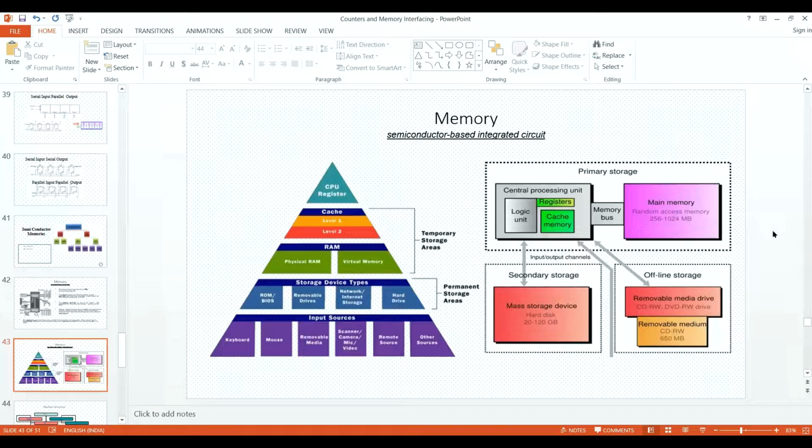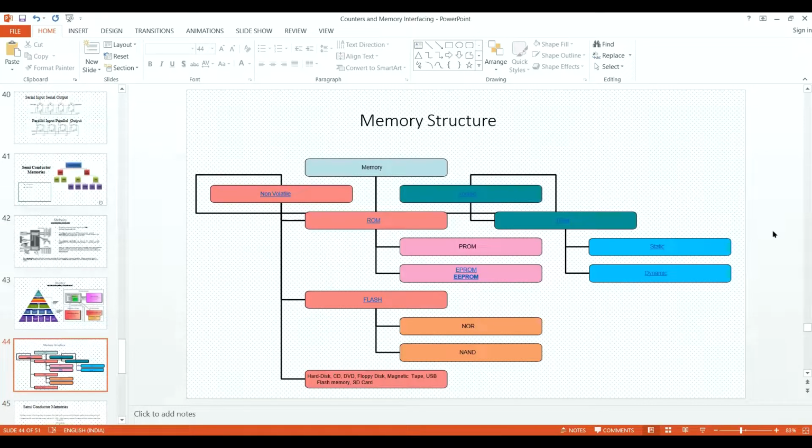Just a simple question: why does your system hang? Every process is given a certain amount of time, P1, P2, P3, P4. You will study that in operating systems, but I'm just giving an overview. When this processing time overlaps, your system hangs. This is a memory structure.